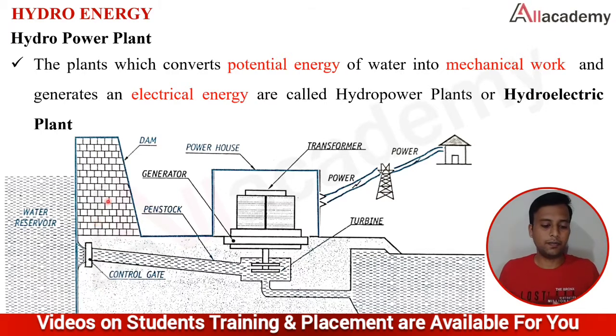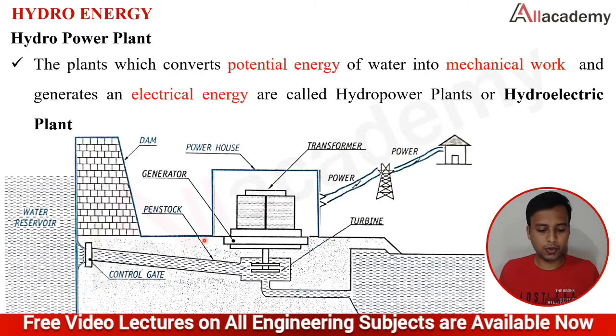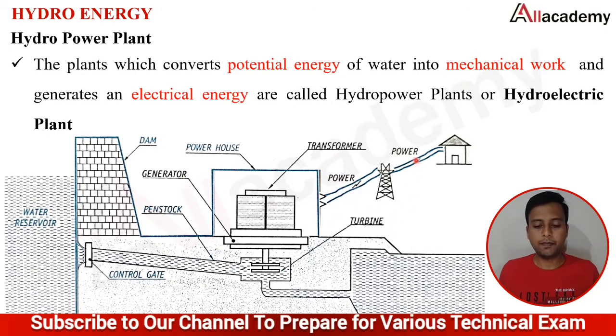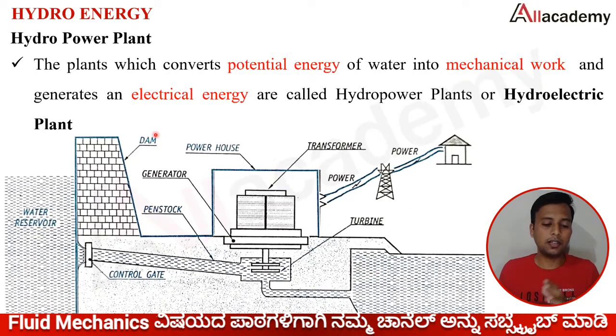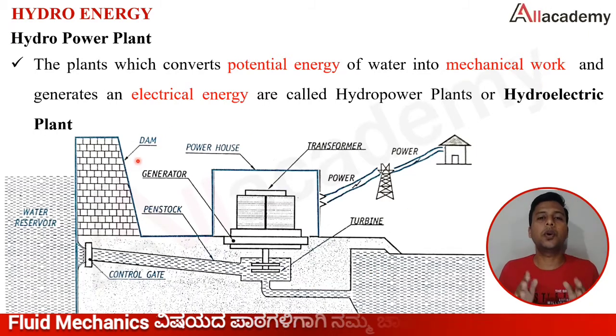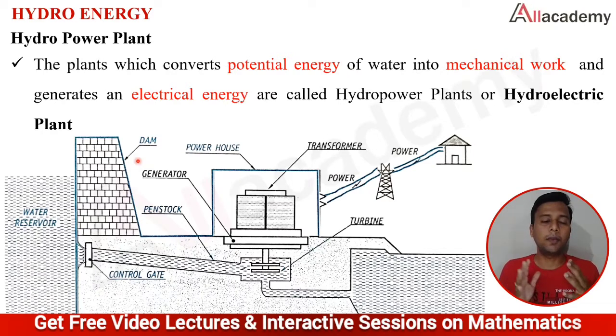And it also consists of control gates, a penstock, generator house, powerhouse, transformer, turbine, and power transmitting units. This one is a draft tube, and this is a tail race. These are the few important components, or parts, that we are going to see in each and every hydro power plant or hydroelectric plant.